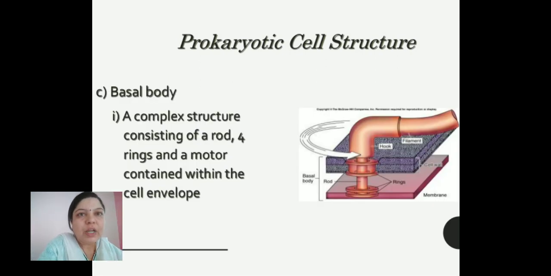Third part of the flagella is the basal body. This basal body is a complex structure which consists of the 4 rings and one rod and motor. This complete structure of basal body is present inside the cell envelope.